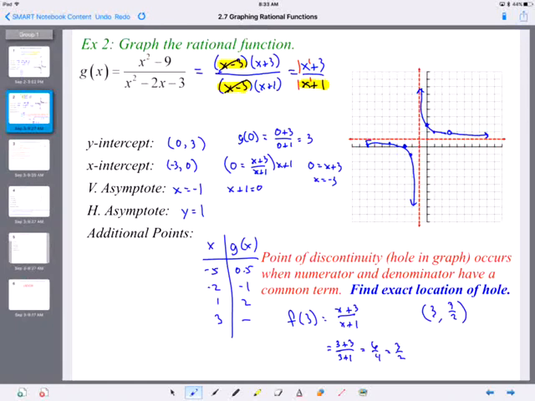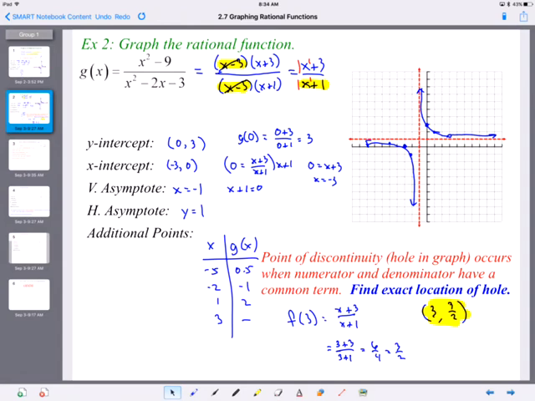And so for some reason I tried to graph mine too soon, so I'm going to erase this part. And the hole is actually at 3, 3/2, so that's 1, which is about right there. So I'm going to fix that. And there we go. And so now we're going to have to identify any points of discontinuity that occur while we're graphing as well. Alright, so that's another piece that we learned. And once again, the point of discontinuity occurs when the factors cancel.